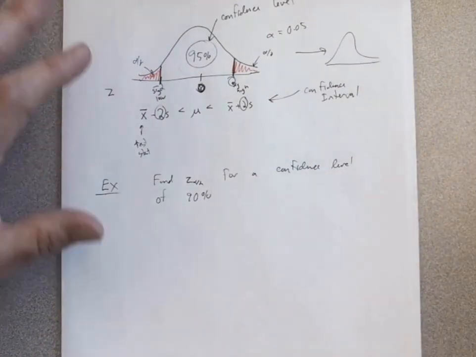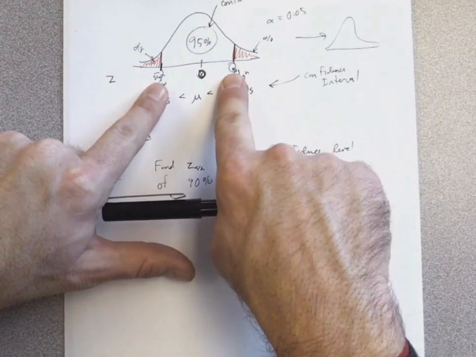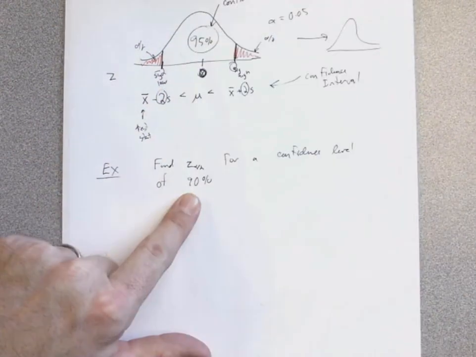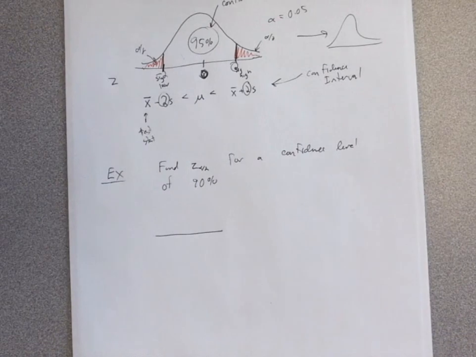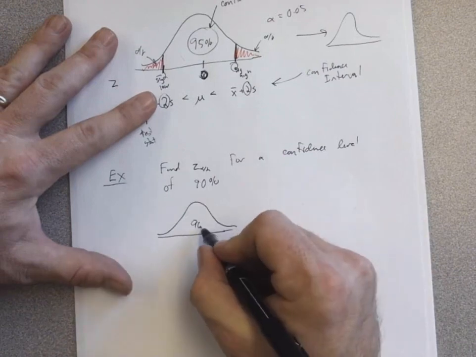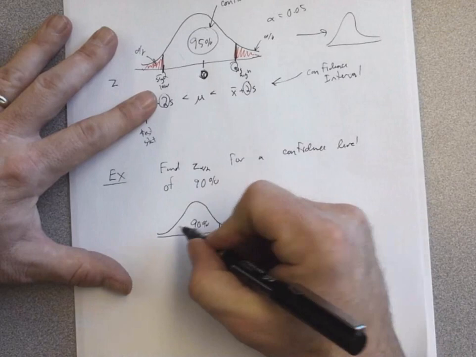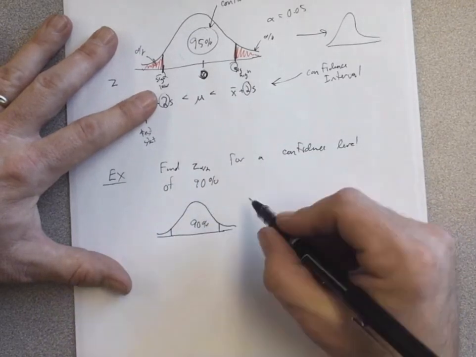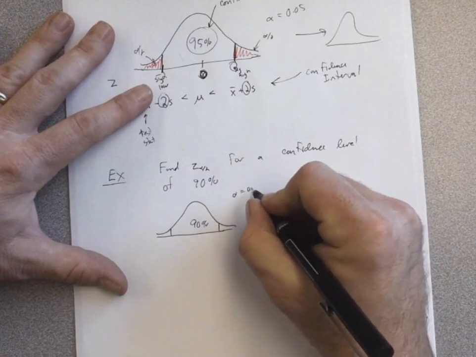So what I want to do is find these two numbers right here. I know it's not going to be plus or minus 2 because I've changed my inside area, right? Okay, so we can just do it pictorially, but we're going to get really good at doing this quickly. So pictorially, I have this bell-shaped curve, and I know that 90% is going to live in the middle, right? So how big are the tails? Well, what's alpha? What's missing? Yeah, alpha would be 0.10, right?